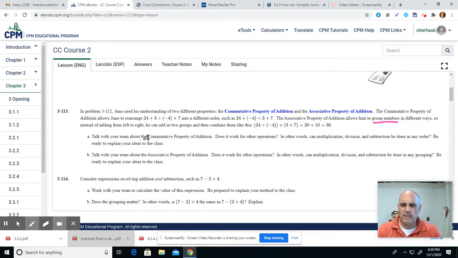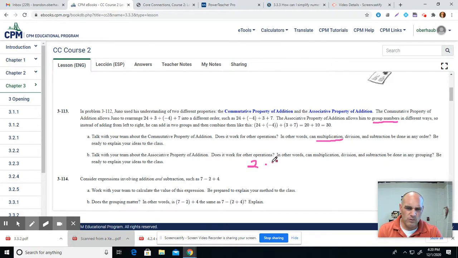So talk with your team about the commutative property of addition. Does it work for other operations, such as multiplication, division, and subtraction? Can they be done in any order? Be ready to explain this with your group. So let's just give us some numbers and let's see here. So let's say I have 2. So let's do multiplication first.